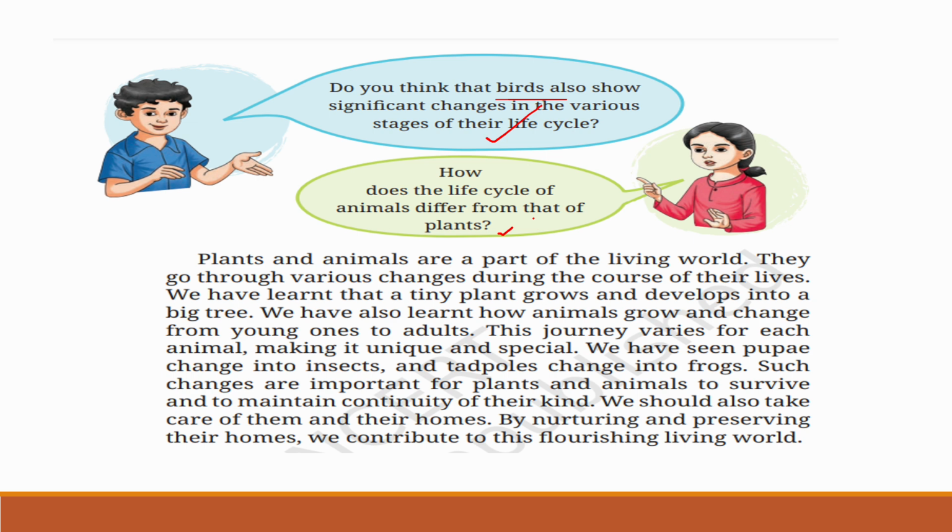Plants and animals are a part of the living world. They go through various changes during the course of their lives. We have learned that a tiny plant grows and develops into a big tree. We have also learned how animals grow and change from young ones to adults. This journey varies for each animal, making it unique and special. We have seen pupae change into insects and tadpoles change into frogs.